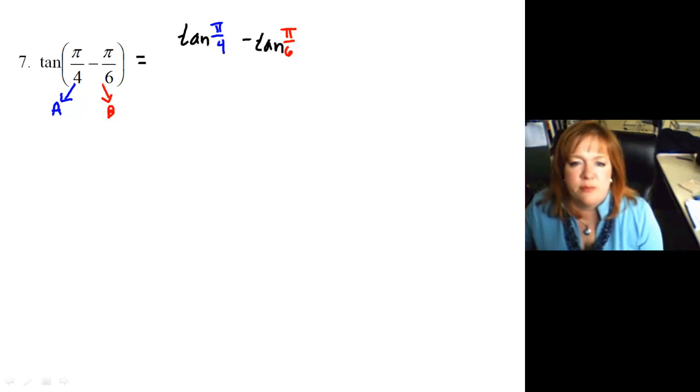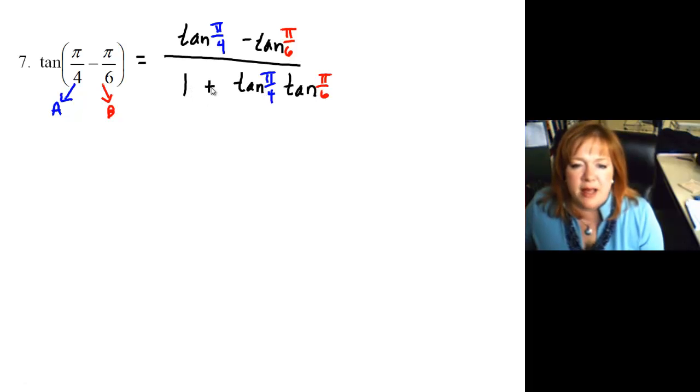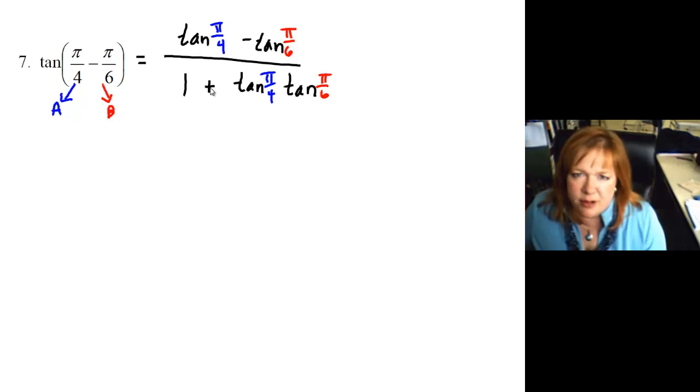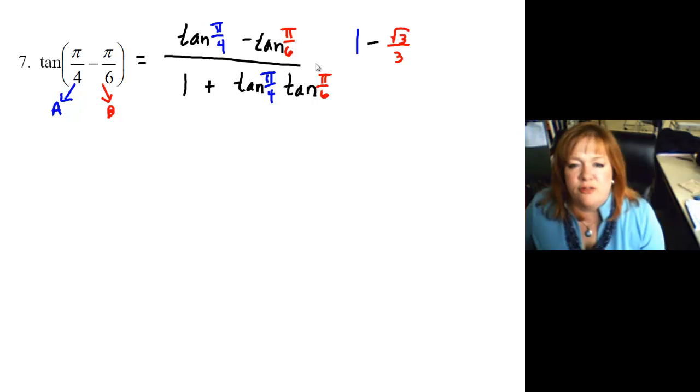So it's tangent of pi over 4 minus tangent of pi over 6, all divided by 1 plus. Don't forget the plus in there. I don't know why people drop that. This is 1 plus this product, tangent of pi over 4 times tangent of pi over 6. When we do this, do it carefully, little by little. Tangent of pi over 4 is 1. Tangent of pi over 6 is square root of 3 over 3, all divided by 1 plus, it's going to be square root of 3 over 3.